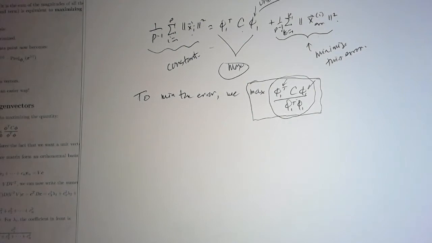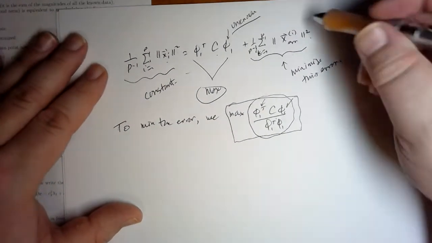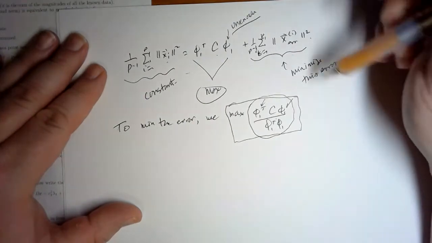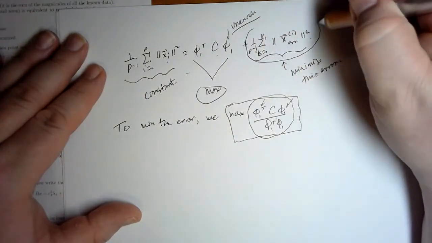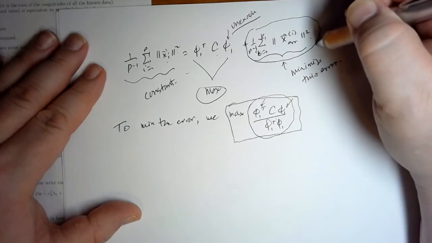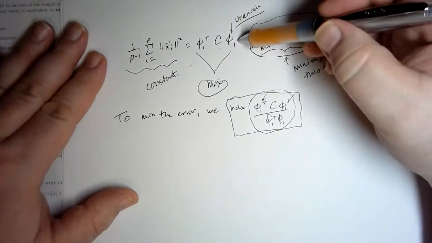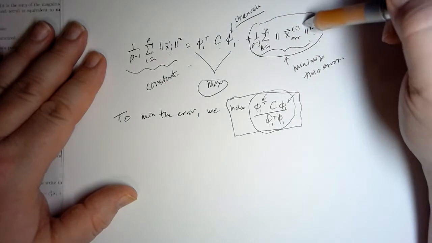Good. So where are we at? Well, this is our error function. In this case, it's the one-dimensional reconstruction error. It's the error that you get by using phi1 as your basis vector. This is what's left over.